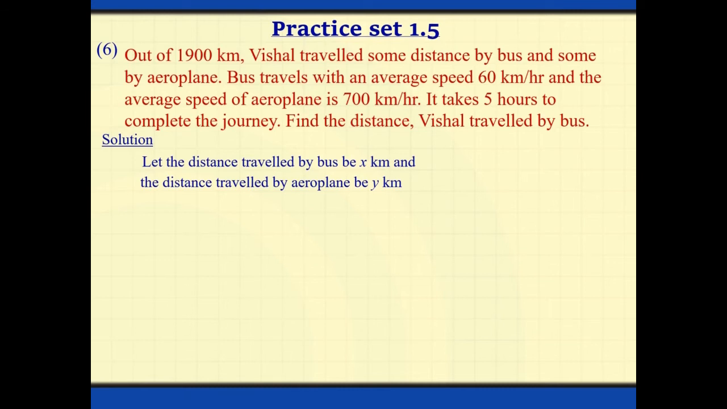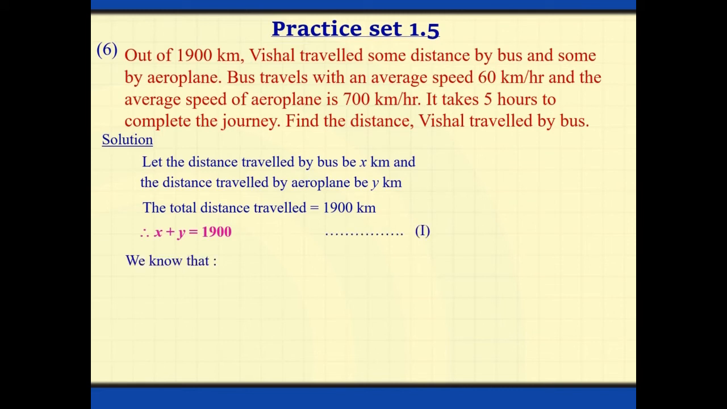Now the quantities which are given in the question are the speed and the distance, and we have assumed the distances to be x and y. So we will be adding up the times, which will give us the total time taken by the journey, that is 5 hours. Also we know the total distance, that is x plus y. So the total distance is 1900 kilometers, so x plus y is equal to 1900. This is my first equation.